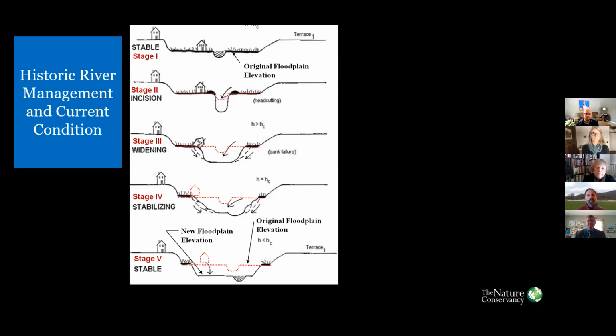It shows the typical way that a channel changes when stream power is increased. And you can see that once a river erodes downward, as in stage 2 of the model, the geeky word for this is incision, that channel becomes very unstable, right? It's disconnected from that pressure relief valve of the floodplain.